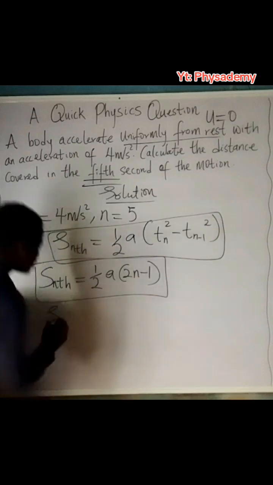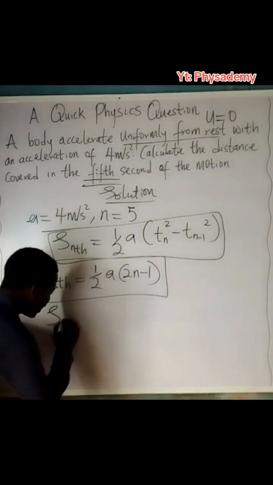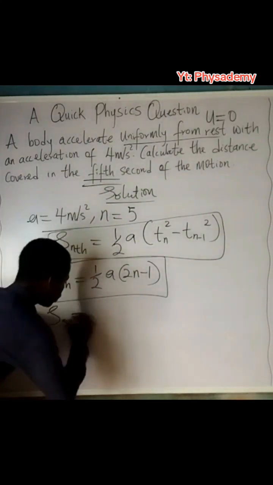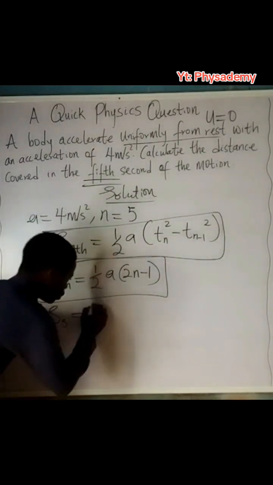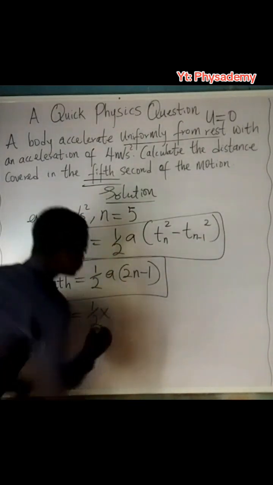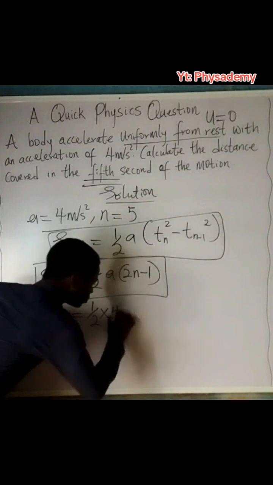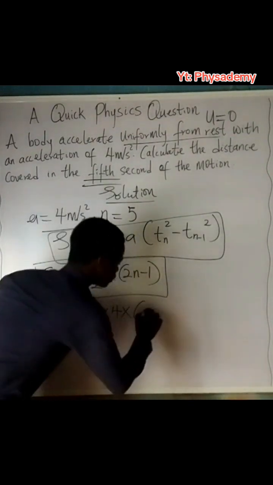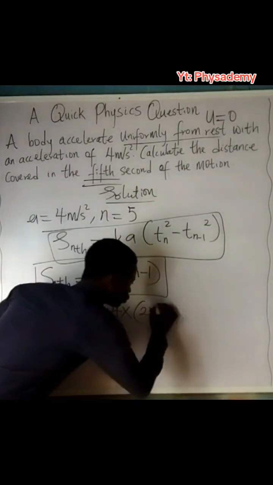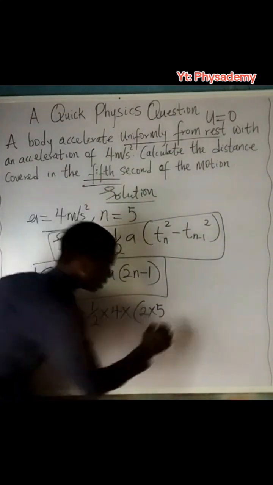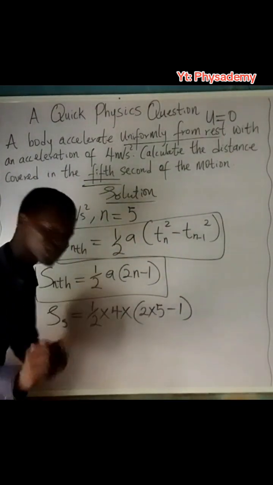We'll now say x. Now, in this case, we're asked to find in the 5th second. So it will be x subscript 5 equals to, if it was 4th second, it will be x subscript 4. That is how it works. It will be equal to 1 all over 2 times, what is our a? Our a was given to be 4 meters per second squared. So we'll say times 4 times in bracket 2 times, now what is our n? Our n is 5. Good. So these two will be multiplied separately. Then minus, what should we subtract from it? 1. So we are progressing. Let's see how we progress from here.